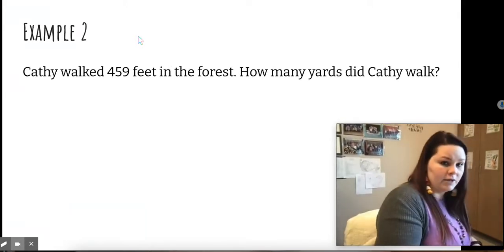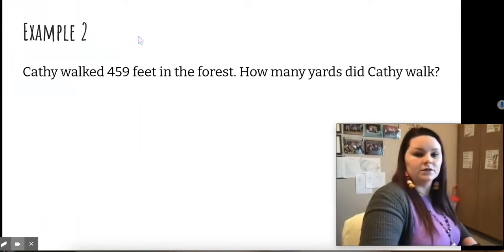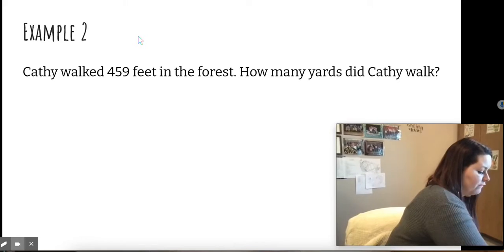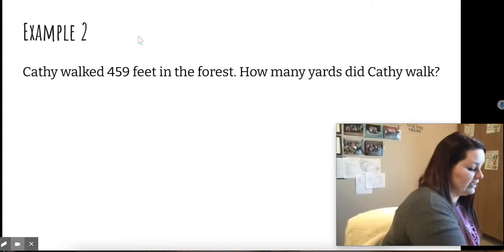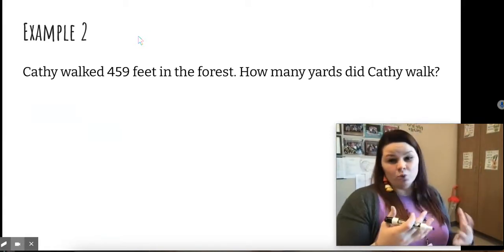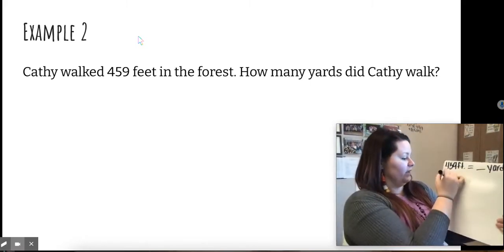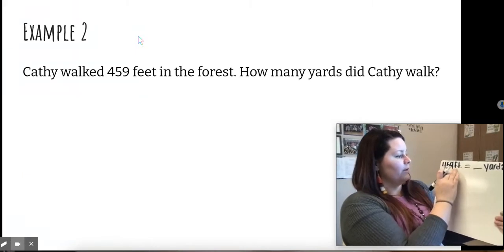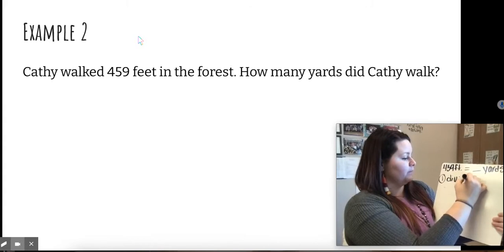In this example, Kathy walked 459 feet in the forest. So we have 459 feet, and we're looking for how many yards that is. If we're not sure, we could look back at our conversion chart to see which one is larger, feet or yards. Well, yards are larger than feet. So for step 1, we're going from a smaller unit to a larger unit, so we're going to be dividing.